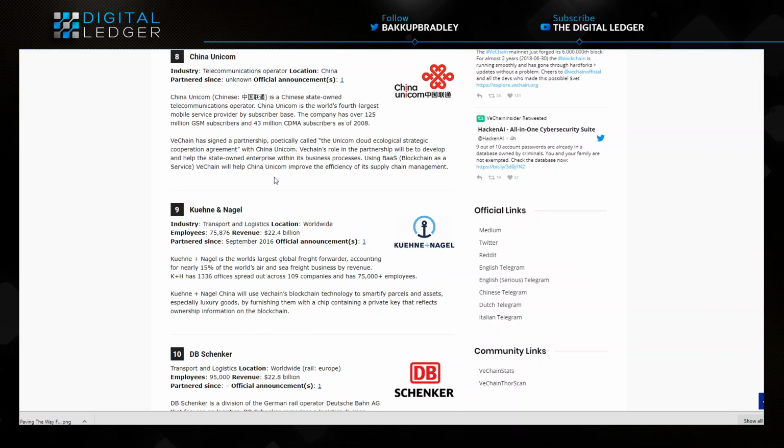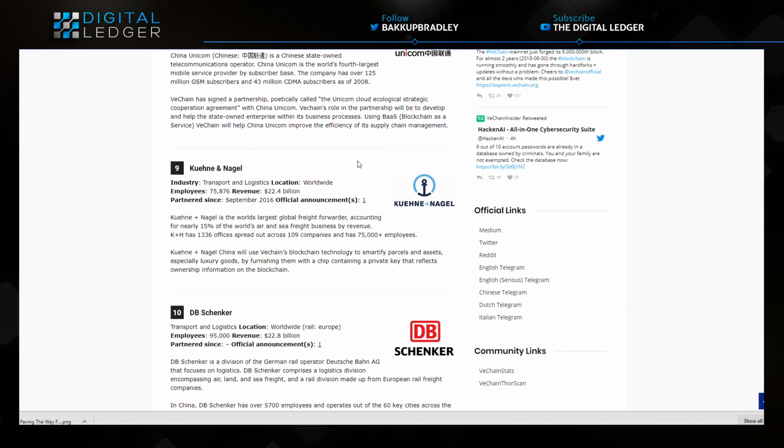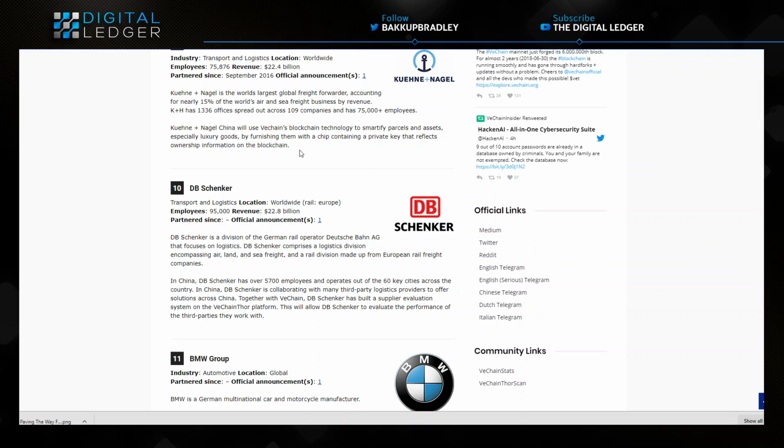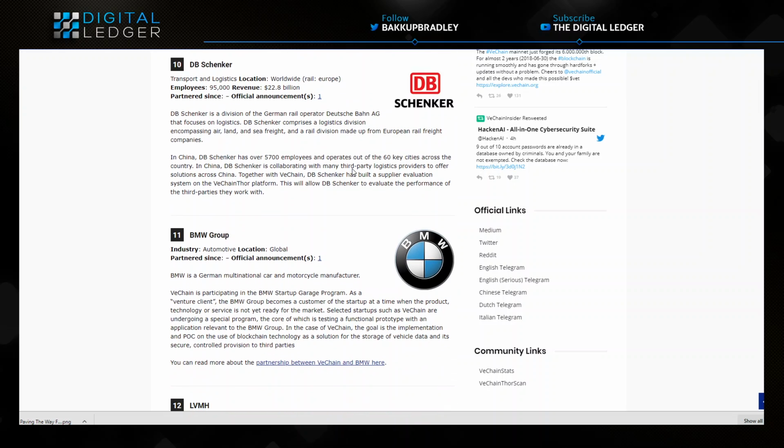China Unicom here says VeChain has signed a partnership, poetically called the Unicom Cloud Ecological Strategic Cooperation Agreement. With China Unicom, VeChain's role in the partnership will be to develop and help the state-owned enterprise within its business processes using BaaS, blockchain as a service. VeChain will help China Unicom improve the efficiency of the supply chain management. Going on and on, you start seeing supply chain management, the processes of their systems. This is remarkable what they're doing here. I actually like it a lot.